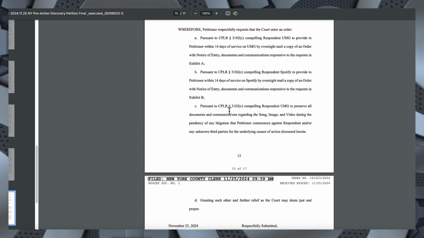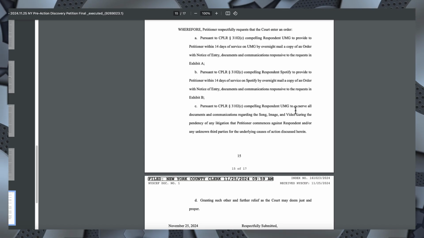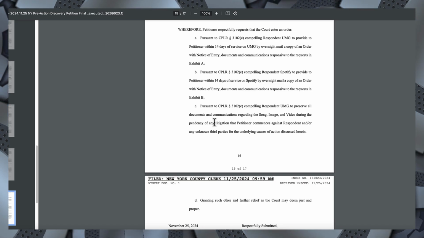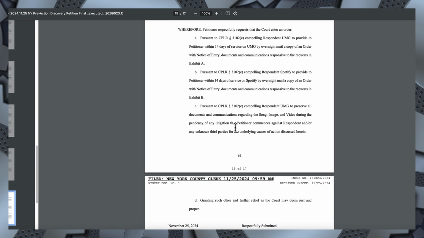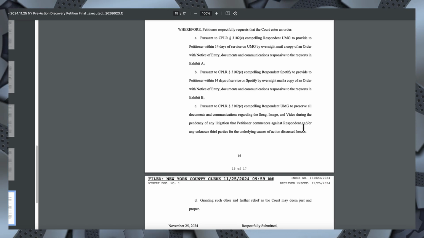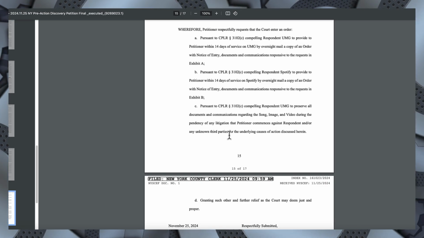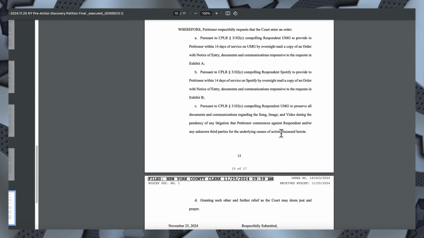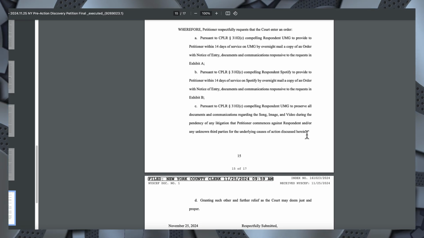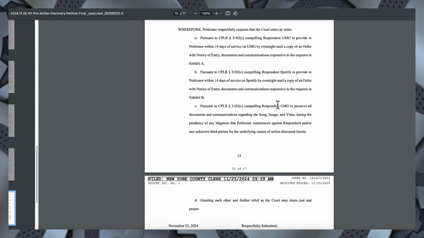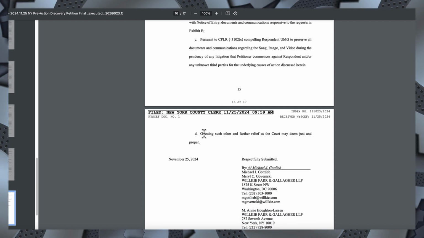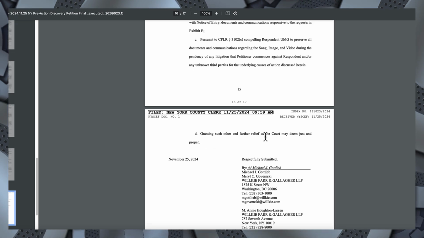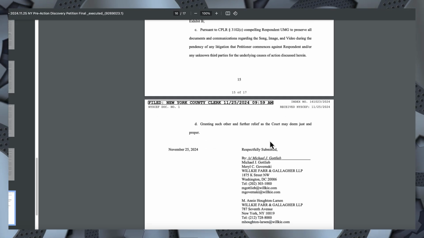Pursuant to CPLR 3102, compelling respondent UMG to preserve all documents and communications regarding the song, image, and video during the pendency of any litigation that petitioner commences against respondent and/or any unknown third parties for underlying causes of action discussed herein. So they don't want them to get rid of anything that has to do with that during that time frame. Granting such other and further relief as the court may deem just and proper.